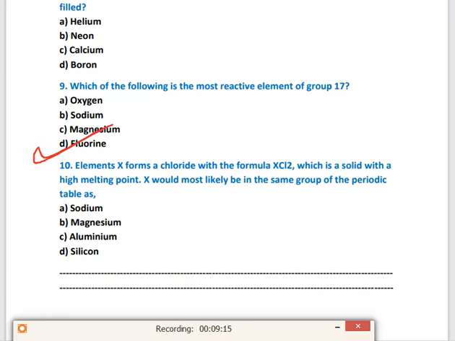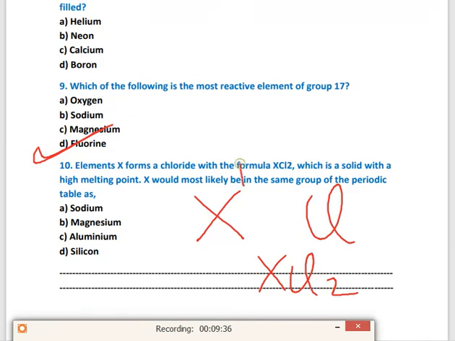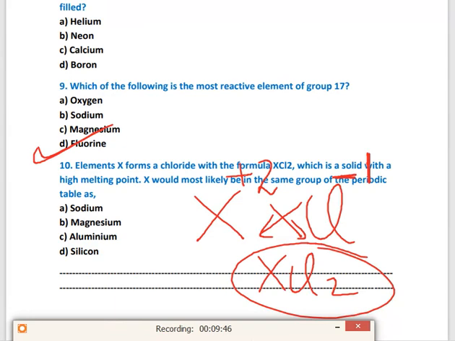The element X forms a chloride with the formula XCl2. One element is reacting with chlorine to form XCl2, which is a solid with a high melting point. X should most likely be in the same group of the periodic table as which element? So let's look at the formula XCl2. Element X must have a valency of +2, and chlorine must have a valency of -1. They will exchange their valency and form a compound called XCl2. So which element among these will have a valency of +2?